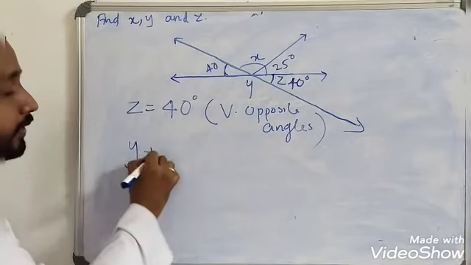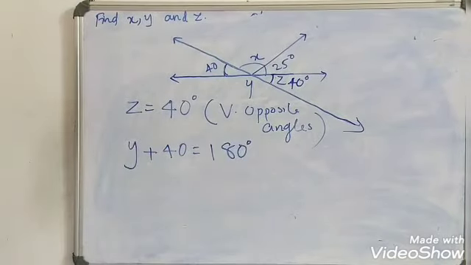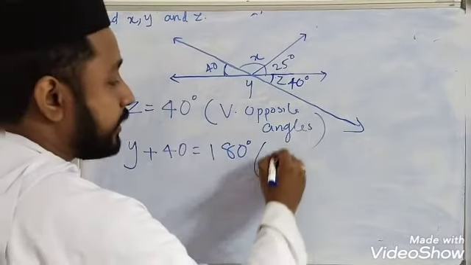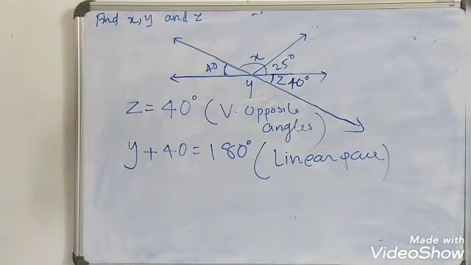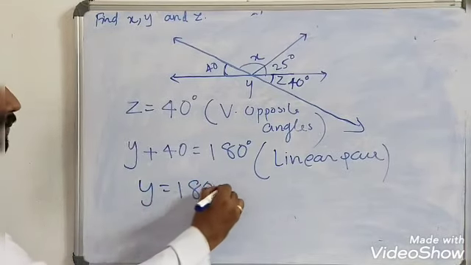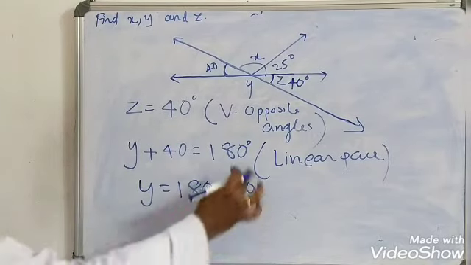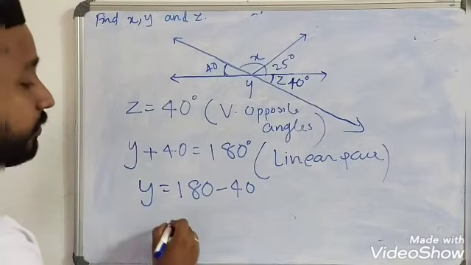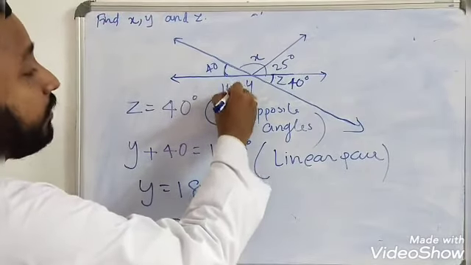So Y plus 40 is equal to 180 degrees. The reason is linear pair. Which means Y is equal to 180 minus 40. Subtract 40 from 180, and we get 140 degrees. So we got Y is equal to 140 degrees.